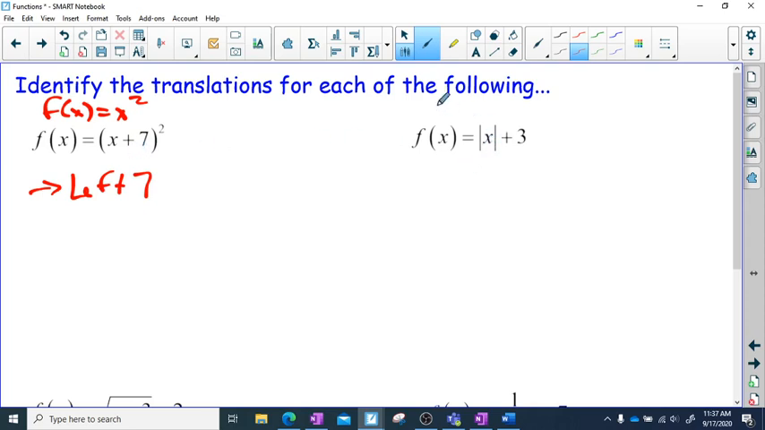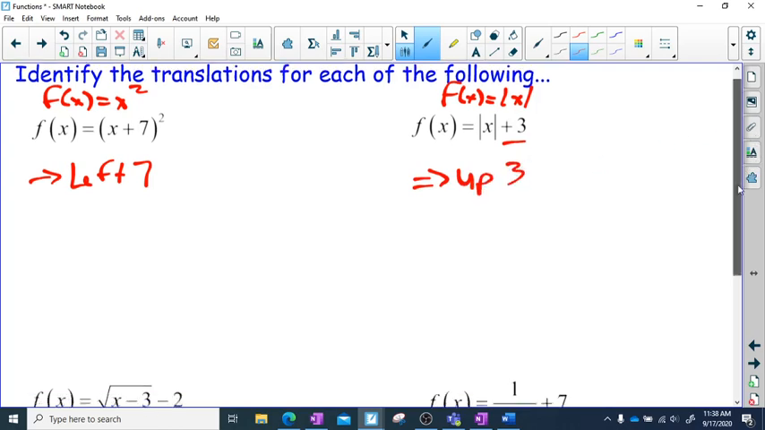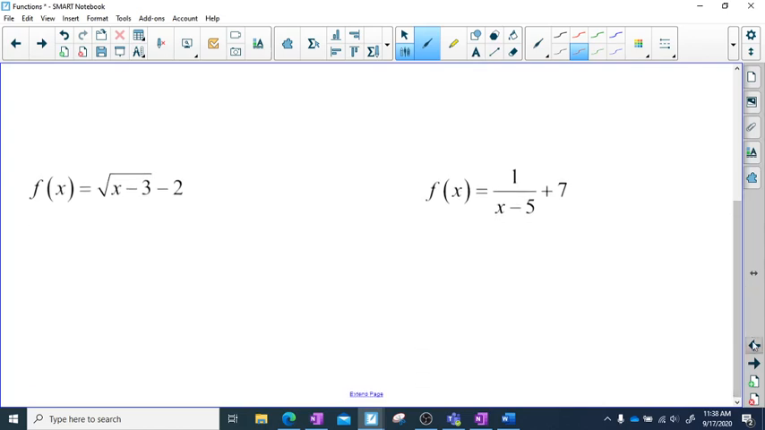Looking at this one, my base function would be the square root of x. I want to move my graph, in this case, up 3. So my translation is a vertical translation of up 3. Couple more here that I'm looking at. All right, looking at this one, I can see that the base function, f of x, must have just been the square root of x.